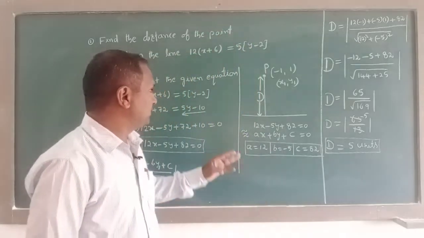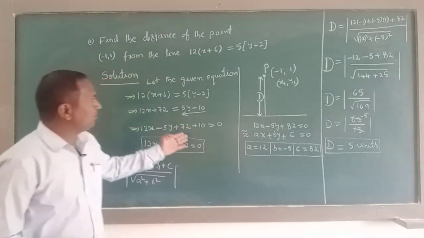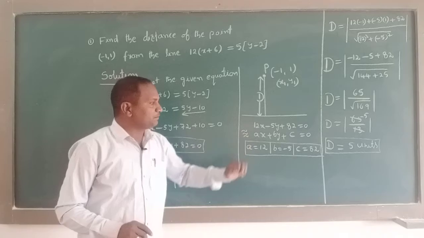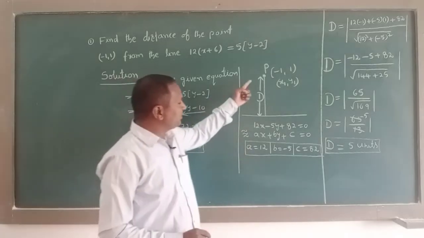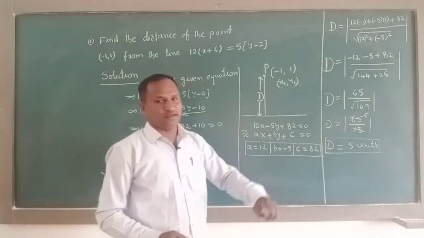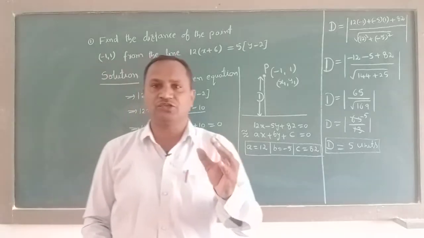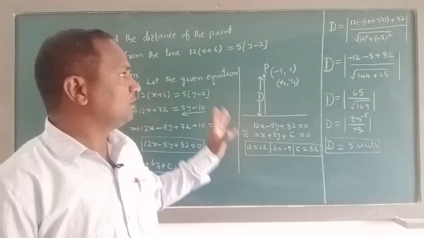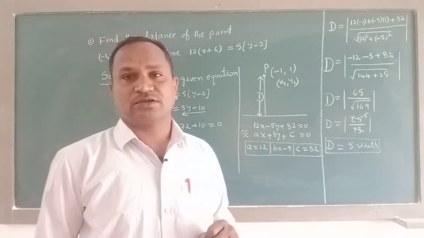So finally, with the help of this formula, we got the length of the perpendicular from a point P onto the line, D is equal to 5 units. Like that, we give solution to this question.